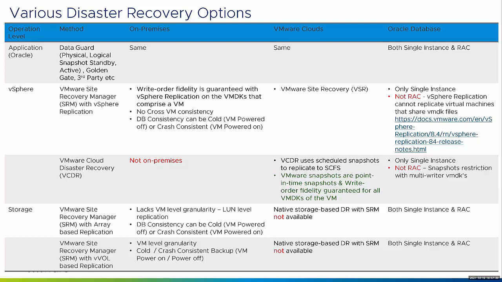Again, when you go to the cloud, and Kato spoke about it, you have the same flavor. The VMware SRM with vSphere Replication, we just call that VMware Site Recovery, VSR, but the same thing applies there as well. We talk about the other offering, the VCDR. That's not on premises. That's in the cloud. VCDR uses snapshots, and as we have seen in the earlier slides, with VMware point-in-time snapshots, write order fidelity is guaranteed for all the VMDKs across the virtual machine. So yes, the data will be consistent. Again, it's only for single instance. It's not for Oracle RAC.